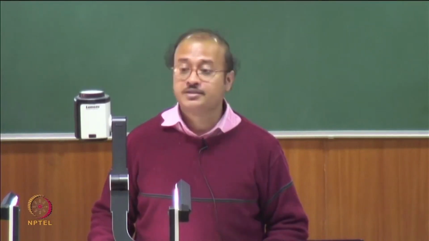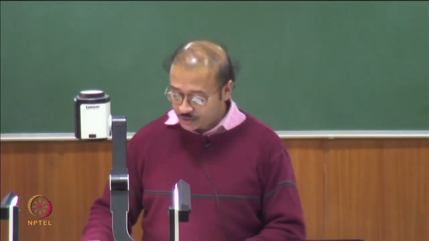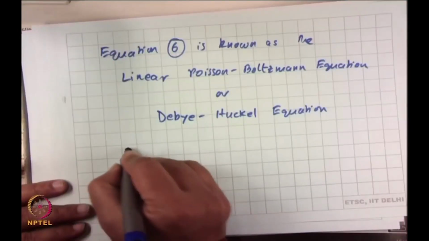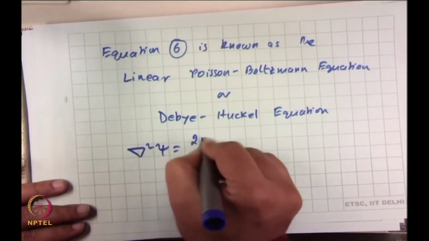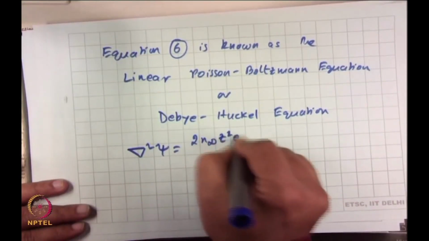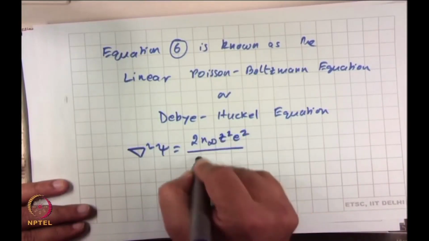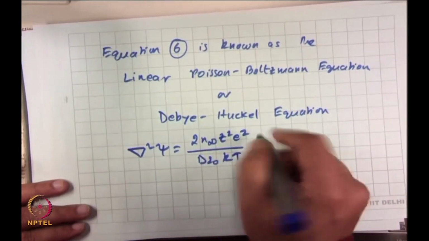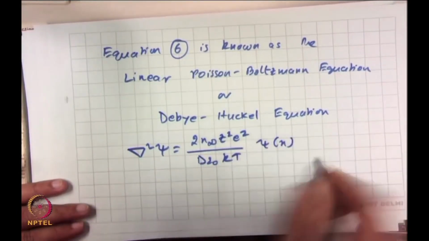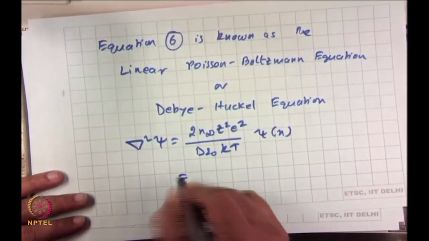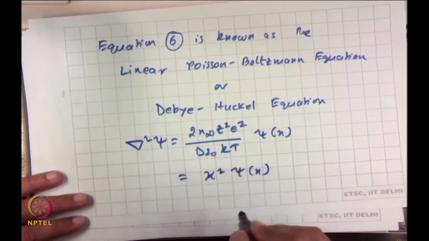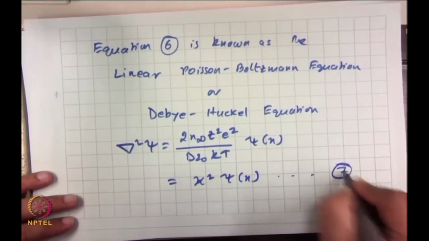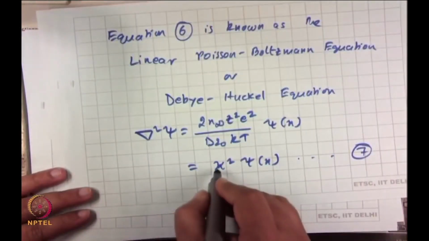This is a fundamental equation for you, which you have to keep in mind and realize the importance of. So, writing down the equation again, just bear with me. If I write down del square psi is equal to 2 n infinity z square e square over epsilon 0 k T, then psi of x, this I can write to be equal to kappa squared psi of x. This is, say, equation 7. So, this is kappa squared.